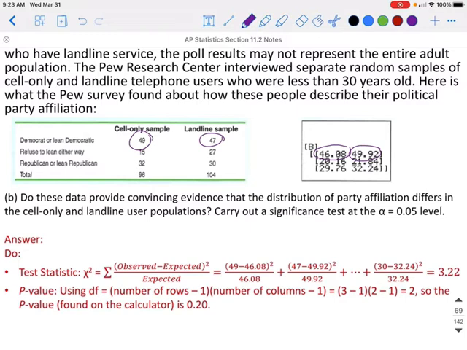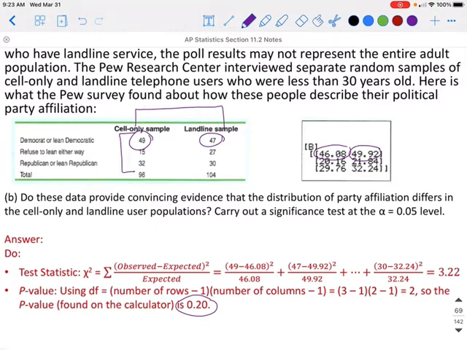Remember, our degrees of freedom is the number of rows, which in this case is 3, minus 1, times the number of columns minus 1. So 2 times 1 would give us 2 to get our p-value. Or if you just find it on the calculator, you're going to get a p-value of 0.20.